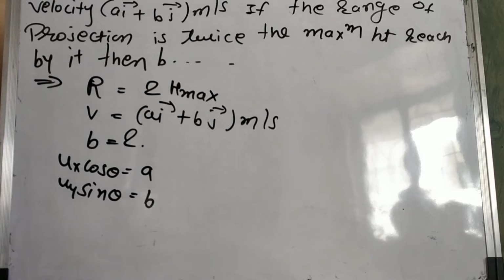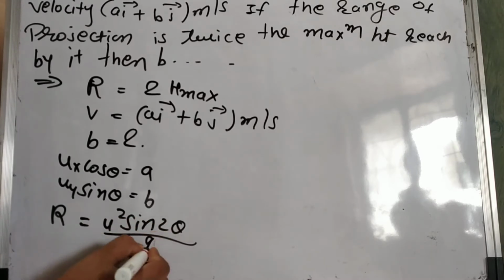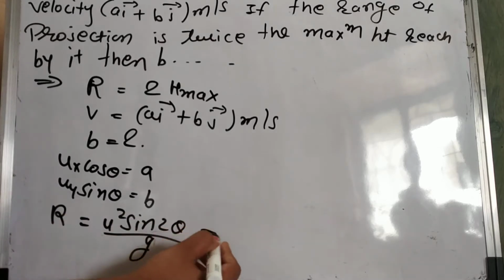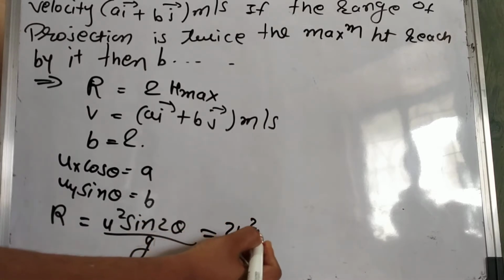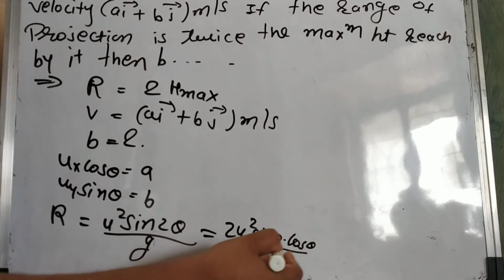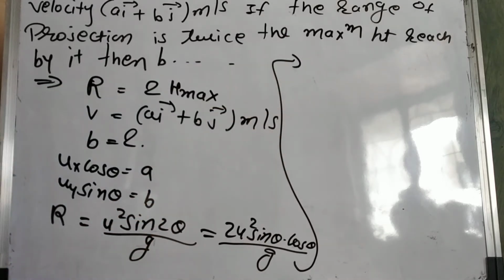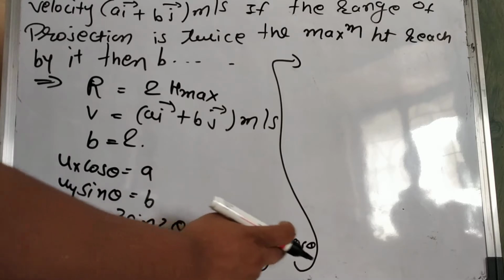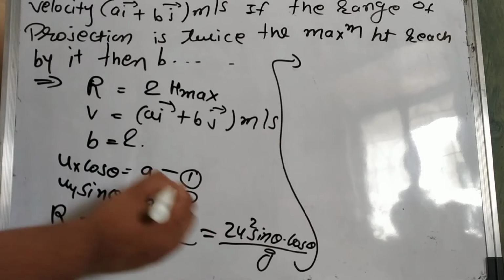Okay, and what is the formula for R? R is equal to u square sin 2 theta divided by g. This sin 2 theta can be written as 2 sin theta cos theta. Therefore 2 u square sin theta cos theta divided by g. Next, this u sin theta and u cos theta can be written as b and a. This is equation 1 and equation 2.